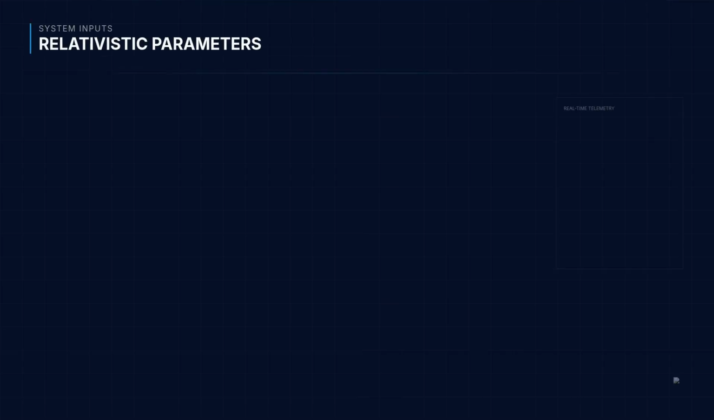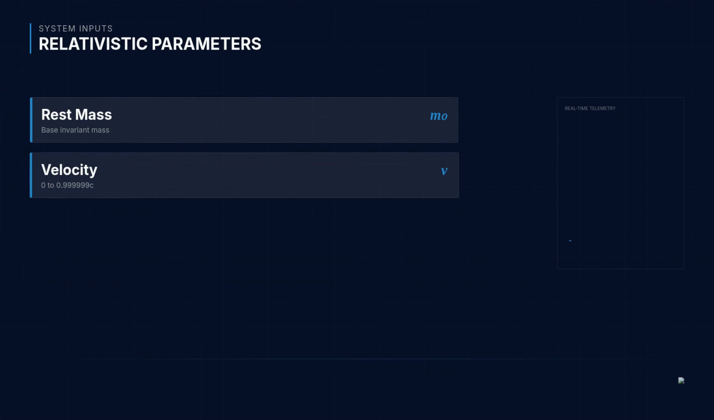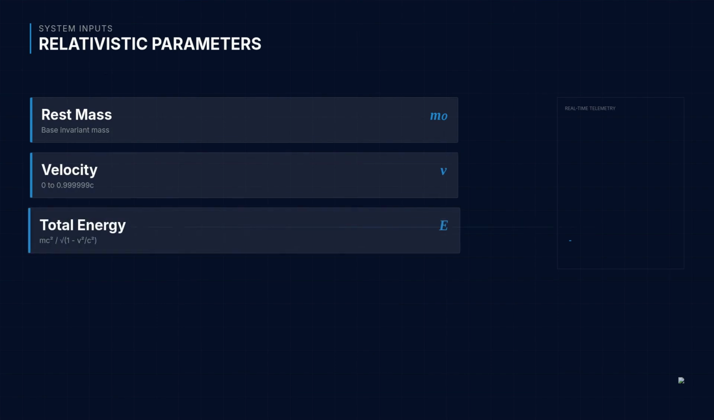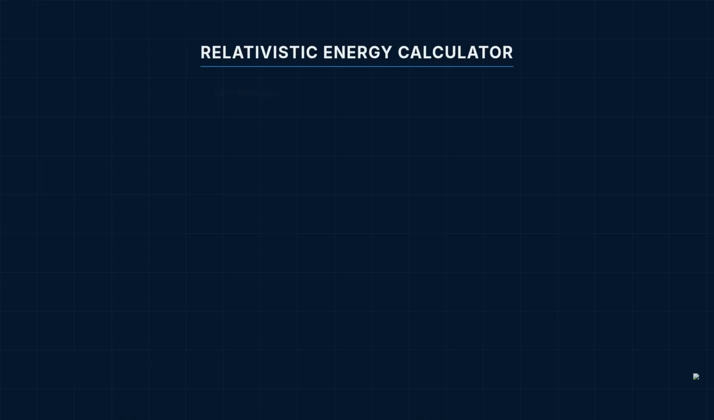The input fields include rest mass m0, velocity v, velocity as fraction of c, with values between 0 and 0.9999, total energy E, and Lorentz factor γ with a minimum value of 1. Let's work through an example.